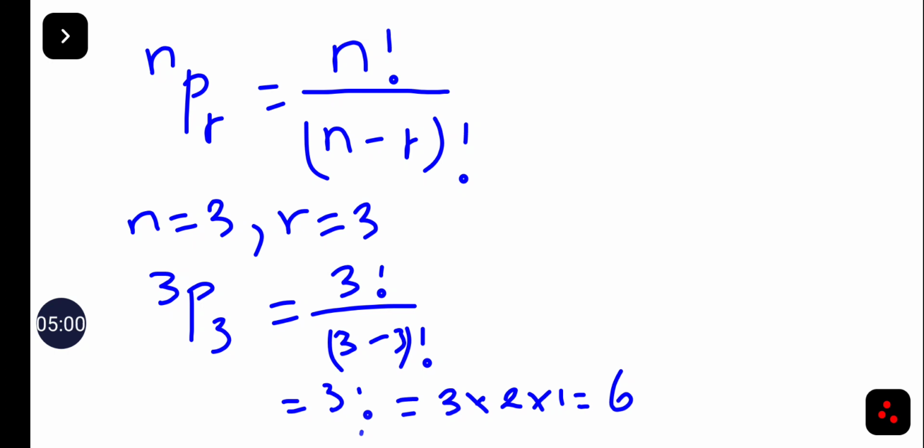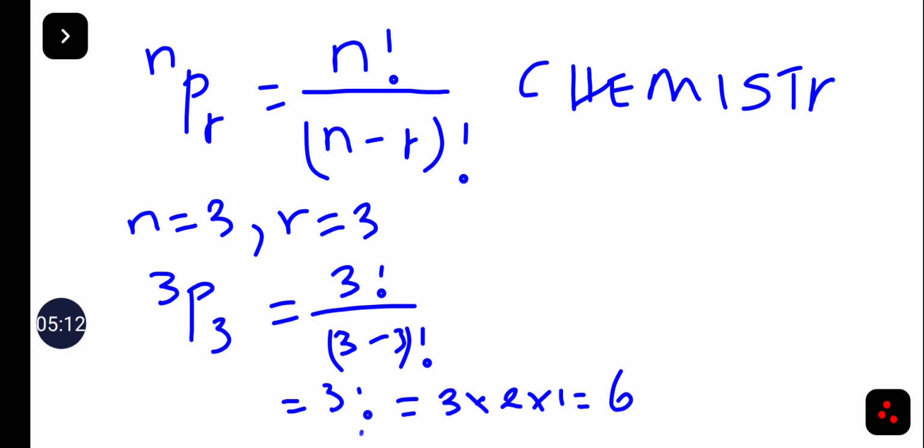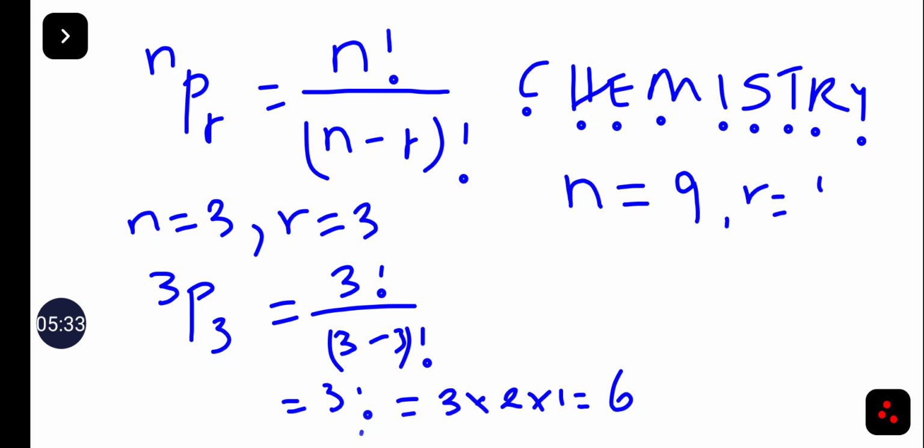We equally have, if we say how many different permutations can be made from the letters of the word chemistry, for example, taking 4 at a time. What does that mean? It means our n is 1, 2, 3, 4, 5, 6, 7, 8, 9. So our n is equal to 9. And if you are taking 4 at a time, it means r is equal to 4.